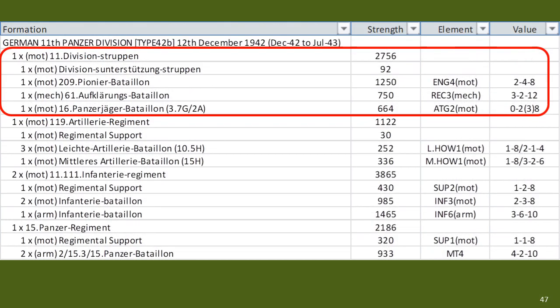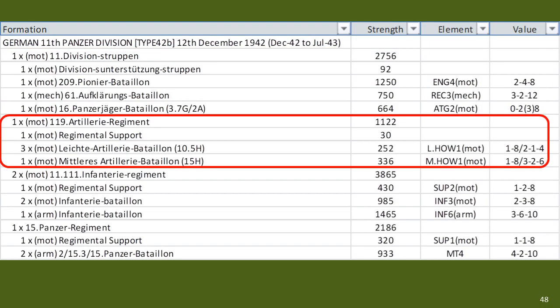Let's now move forward to the end of 1942, in this case covering the 11th Panzer Division. One formation which is now missing is the motorcycle battalion. Otherwise, the support formations remained apart from a number of adjustments which increased their combat strength. Again, mainly due to new equipment rather than any real structural change. The Panzer Artillery Regiment remained the same, 3 light and 1 medium battalion.